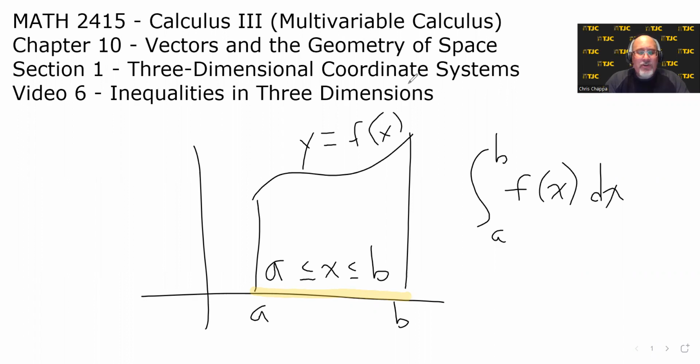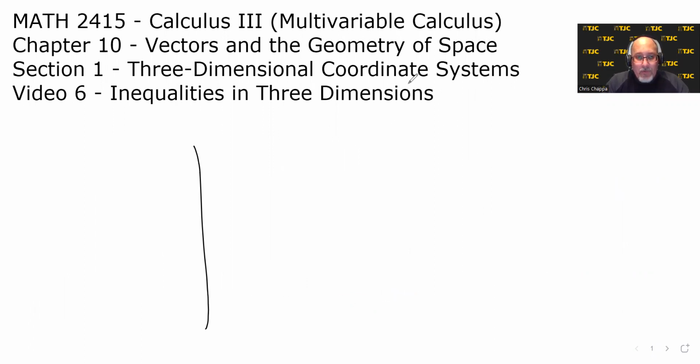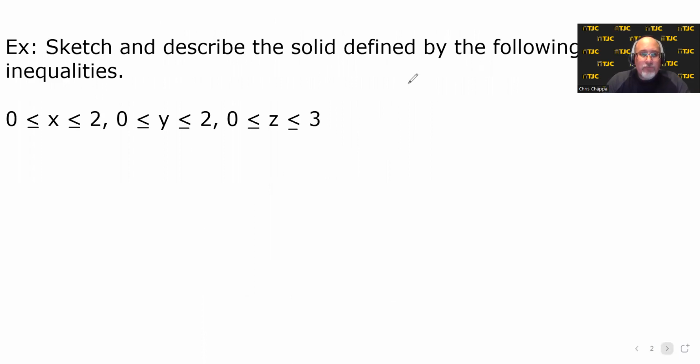But when we bump everything up a dimension, the thing that we integrate over goes from a 1-dimensional object to a 2-dimensional object, and a 2-dimensional object could be a rectangle, it could be a semicircle, it could be a triangle, it could be any closed simple region, if you will. And so we're going to have to get really proficient at describing regions in 2 dimensions and surfaces in 3 dimensions. And a lot of those are defined by inequalities. So for example, let's sketch and describe the solid defined by the following inequalities.